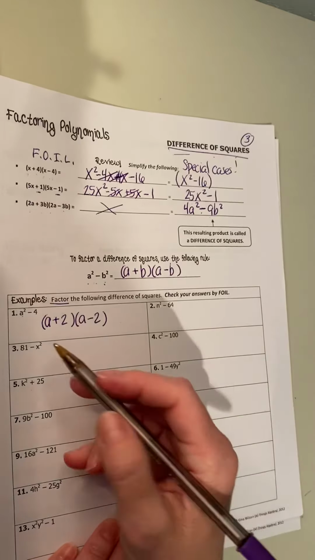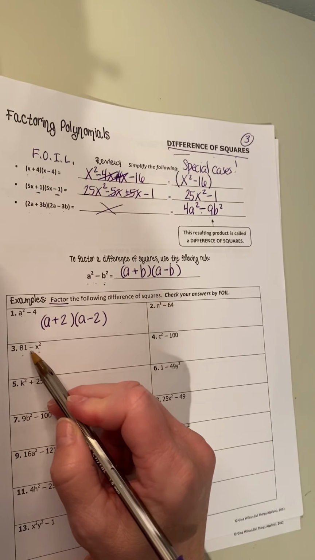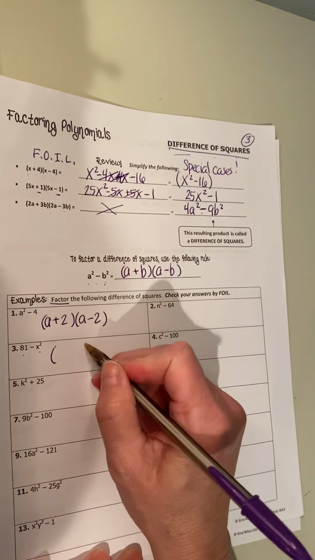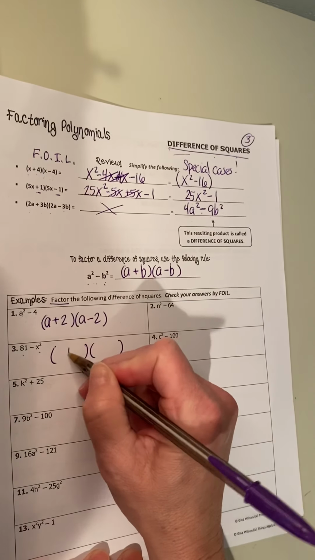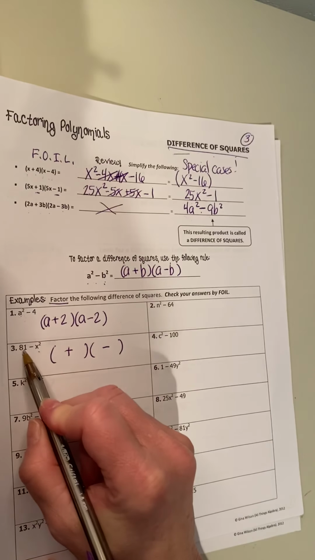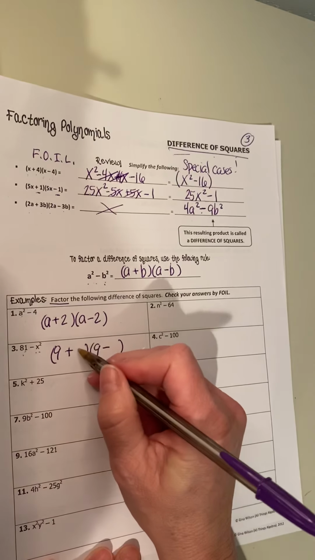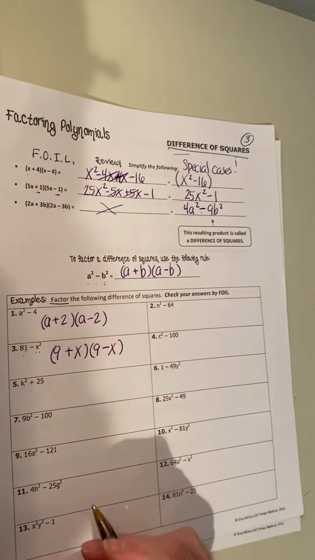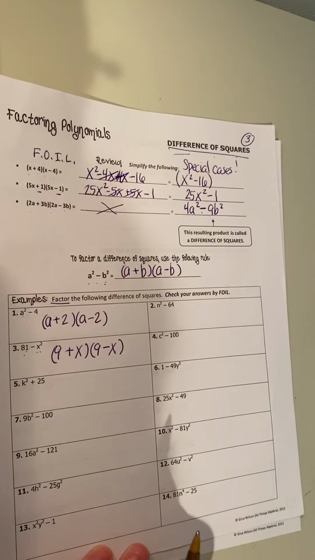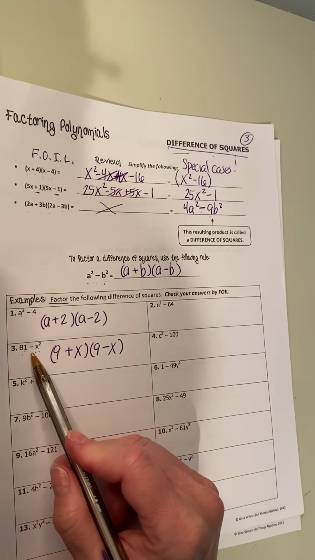Number 3. 81's a perfect square. X squared is a perfect square. I have my minus sign, so I simply set it up. I know I'm going to need a plus sign. I know I'm going to need a minus sign. What's the square root of 81? 9. What's the square root of x squared? X. And then that would be factored. If I were to refoil this, I'd end up back with 81 minus x squared.